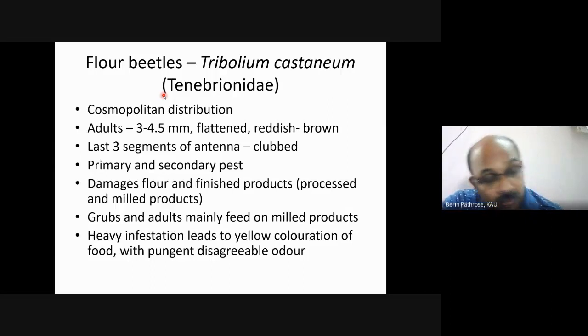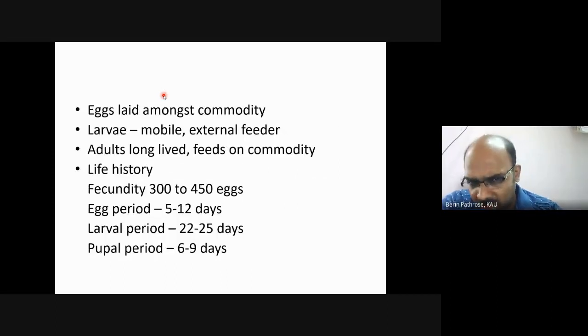It's a primary pest of processed products, especially milled products such as flour, and it is mainly considered a secondary pest because it can't attack whole grains. Grubs as well as adults are both damaging, and the color of the infested flour changes to yellow, and there will be a bad odor from the infested grain. The larva is a mobile external feeder.